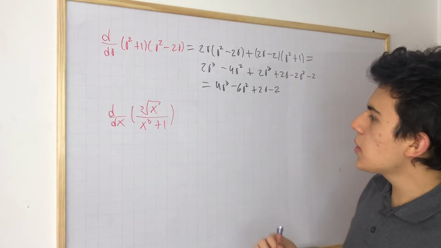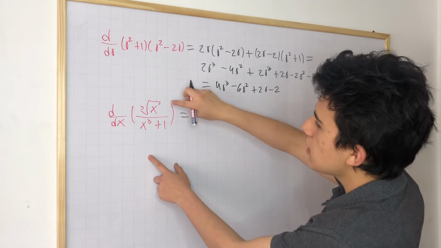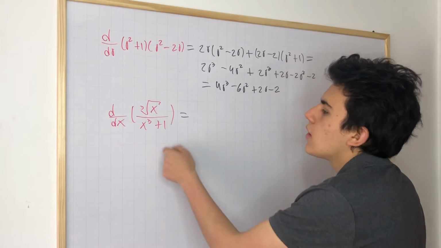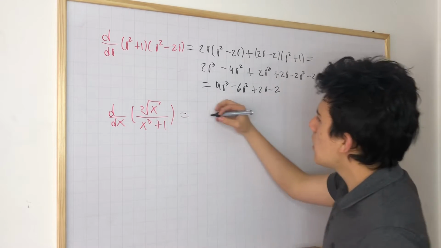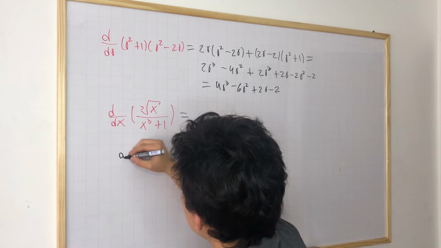So let's keep going with this example. In this case, we're gonna use the quotient rule. Now we need to take the derivative of the top and then multiply by the bottom first. So the derivative of cubic root x. Let's see how much that would be. I'm gonna write it down here.